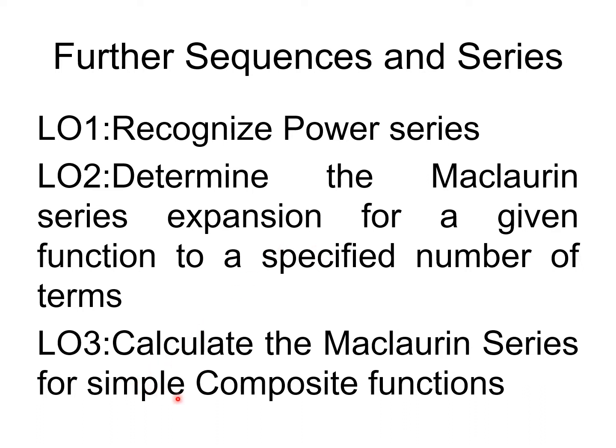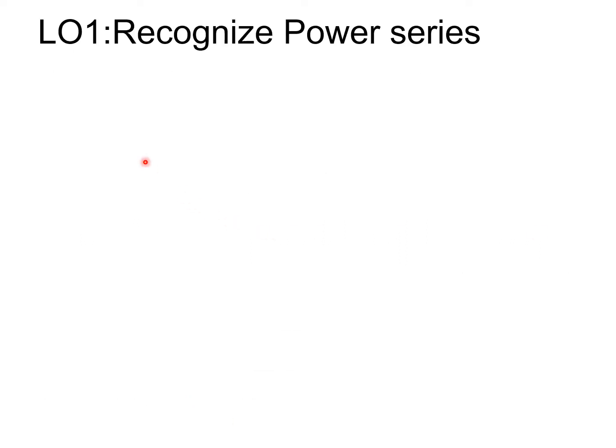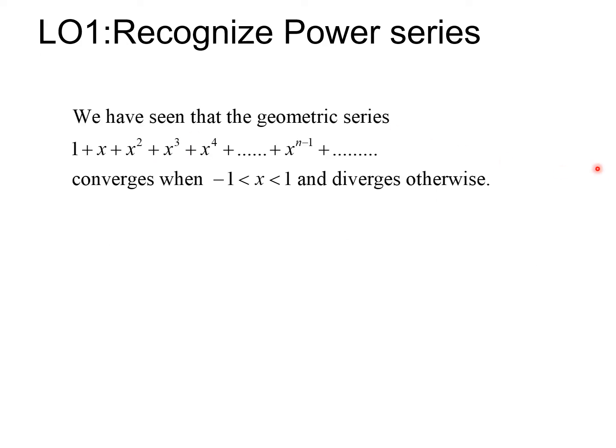And the third learning outcome will actually require you to determine another Maclaurin series, but this time it will be for composite functions, meaning two functions combined together. So now we will look into the first learning outcome, and we have seen that previously in geometric series, an example is 1 plus x plus x squared and so on. Okay, this series converges when x is between -1 and 1 and it diverges otherwise.